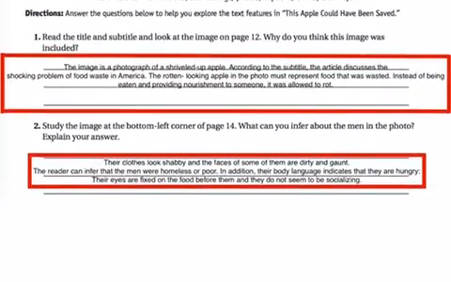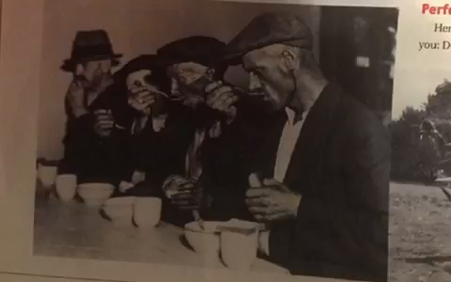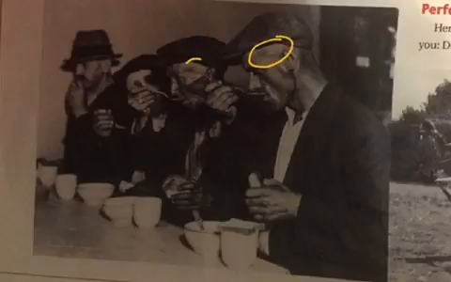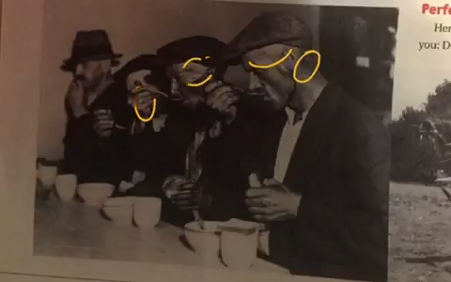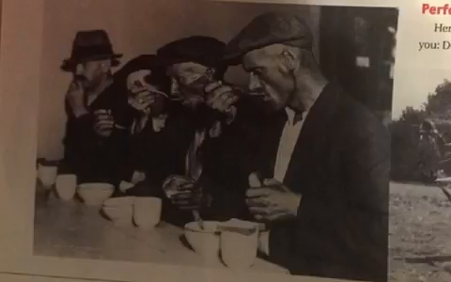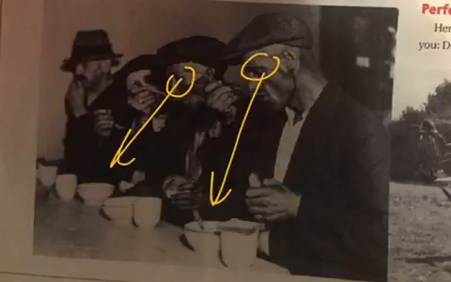All right, let's go ahead and look at number 2. Study the image at the bottom left corner of page 14. What can you infer about the men in the photo? So they are referring to this picture. Hopefully you're looking at it too. And listen, what I see here is definitely possibly maybe some dirt on their faces. Their hands look slightly dirty. So I see some spots of dirt. I see their clothes look a little shaggy. I see that they are very focused on what they're doing. Their eyes are just looking straight ahead, down at their food.